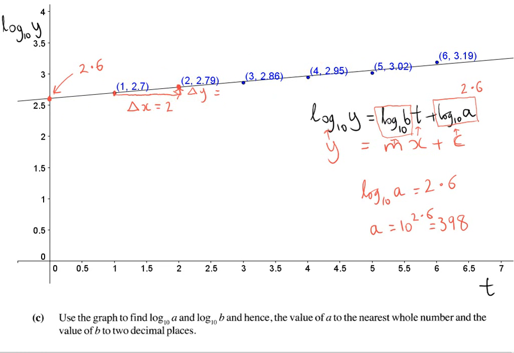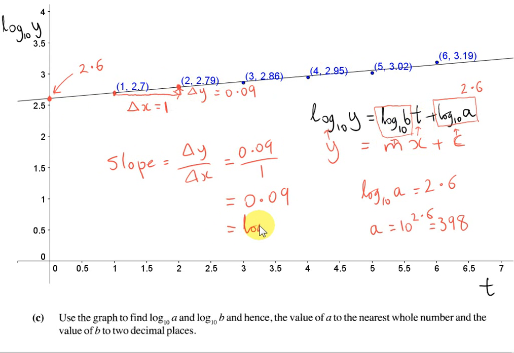Delta x is not +2, it's 2 minus 1, which is 1. Delta y is 2.79 minus 2.7. That is 0.09. So the slope is delta y over delta x. It's going to be positive. 0.09 divided by 1, well, that's just 0.09. So the slope is the coefficient of the independent variable. It's log to the base 10 of b.